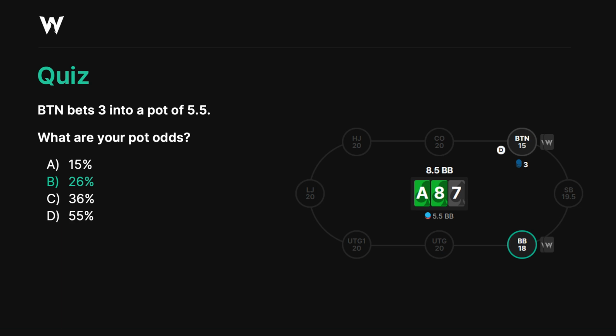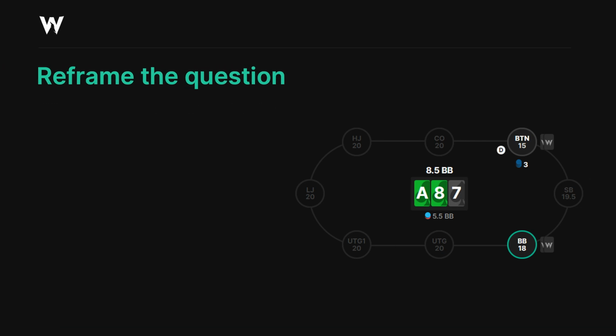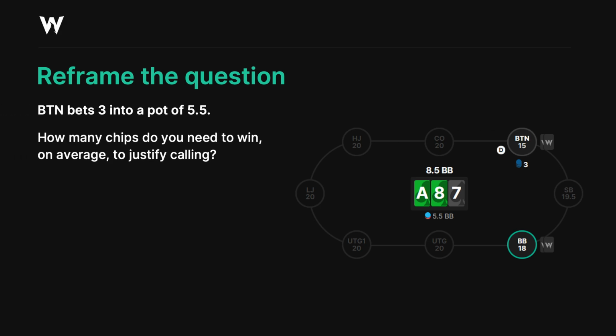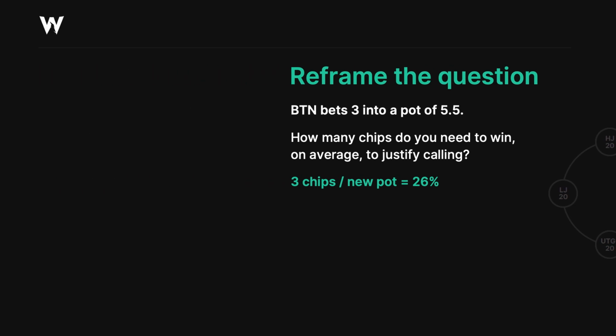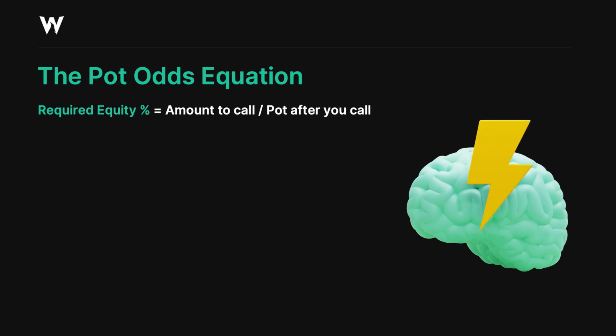The answer is B, 26%. Let's reframe the question. Button bets 3 chips into a pot of 5.5. How many chips do you need to win, on average, to justify calling? Well, at least 3 chips, right? That's the size of the call. We want to recover at least 3 chips. 3 chips divided by the size of the new pot equals 26%. So the general equation is simply the amount to call divided by the pot after you call. And this will tell us the required equity, where equity is just a fancy term for how often you'll win.